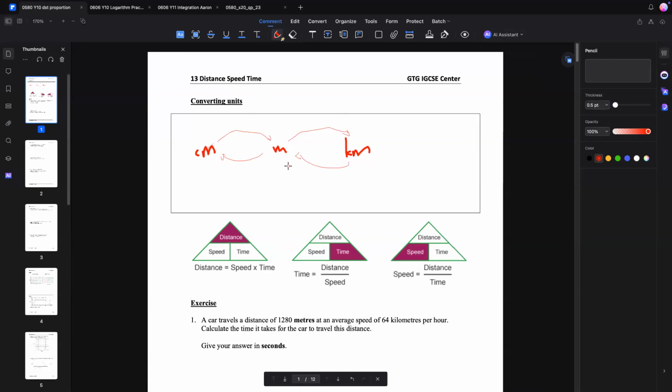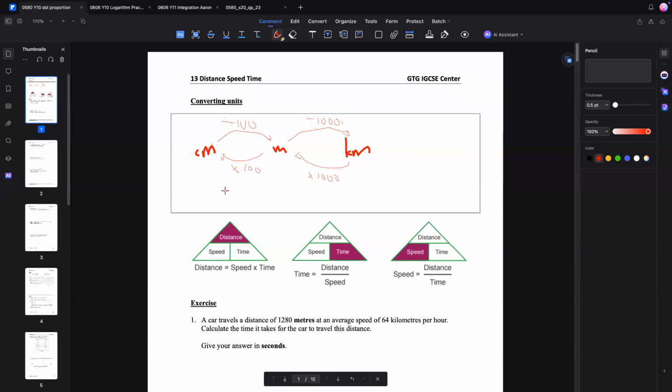From cm to meter, what is our change going to be? Divide by 100. From m to km is divide by 1,000. And how about km to meter? Times 1,000. And from meters to cm, times 100. So this is your basic for distance.